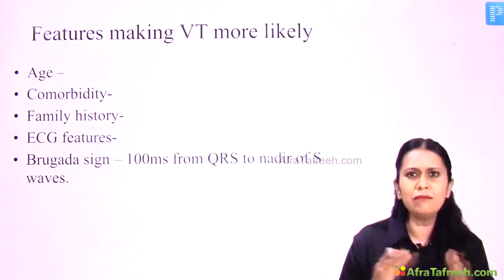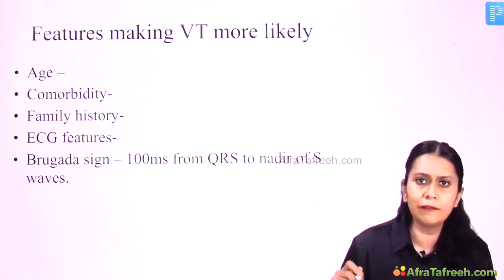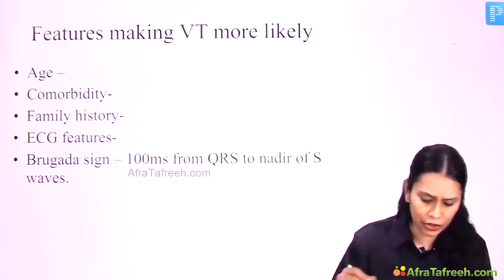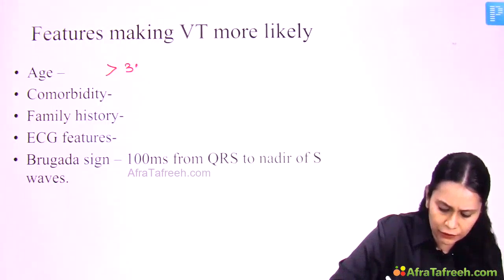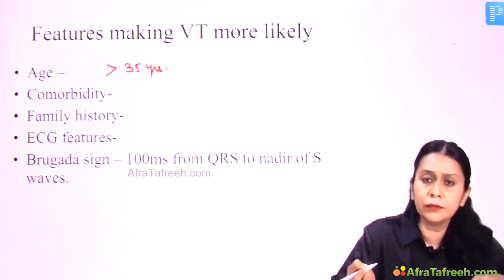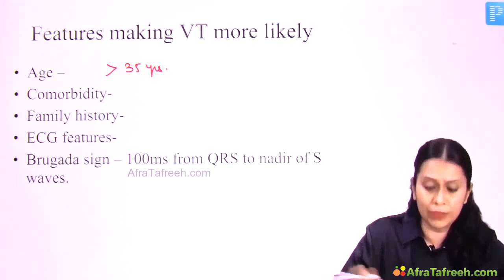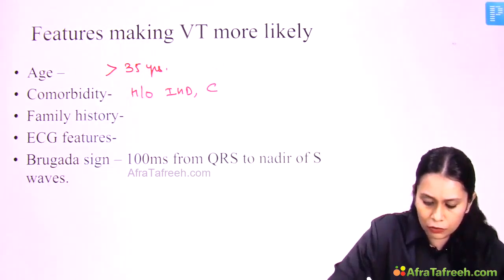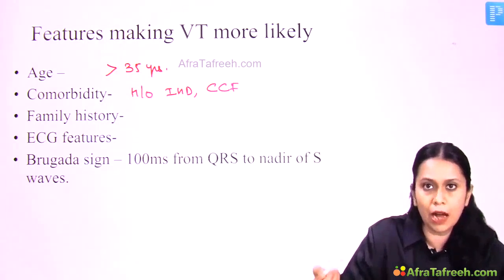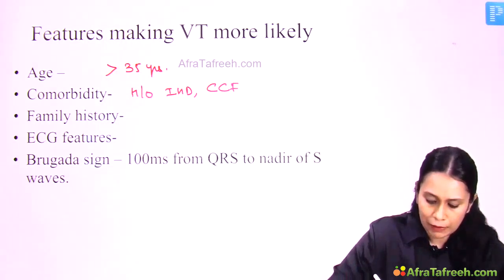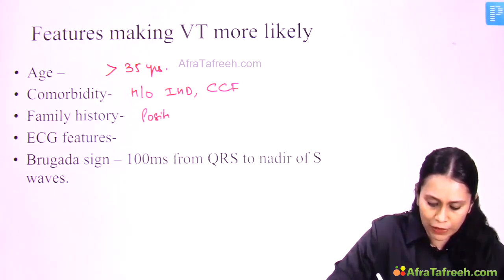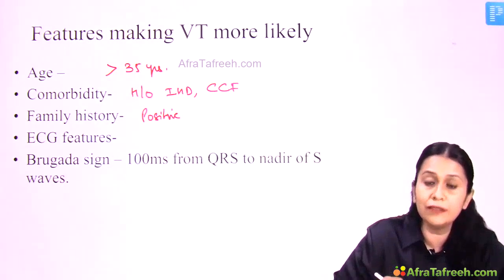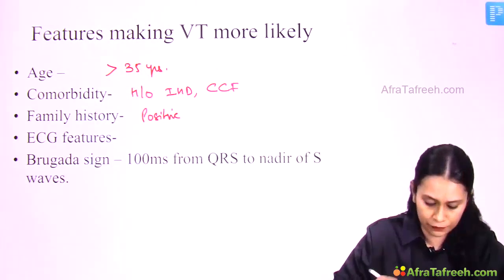Now, there are some things which can point towards a ventricular origin. Age: if age is above 35 years, that is older age. The patient has some cardiac comorbidity, like a history of ischemic heart disease or congestive cardiac failure, a history of heart disease. Family history positive: there is a familial history of ventricular tachyarrhythmias. There is a chance of heart disease. There is a chance that it is ventricular tachyarrhythmia.